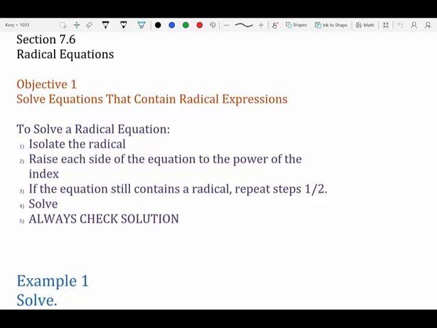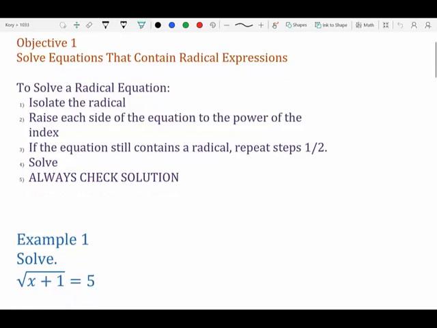If the equation still contains a radical, you repeat steps 1 and 2. So when you have two radicals in your equation, you need to do steps 1 and 2 twice. Then you can go ahead and solve, and you must always check your solutions. There are so many times in radicals that you have extraneous solutions, and you'll see that today.